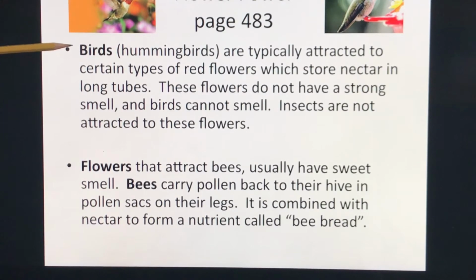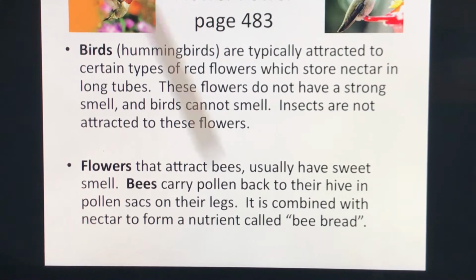Going into a little more detail here, birds like hummingbirds are typically attracted to certain types of red flowers, which store nectar in long tubes. The flowers do not have a strong smell, and the birds can't smell. However, it seems to be the color and shape of the flower that attracts those types of birds. Interestingly, insects are not attracted to these types of flowers. And even when designing artificial hummingbird feeders, you may often notice that they use red as a color for that.